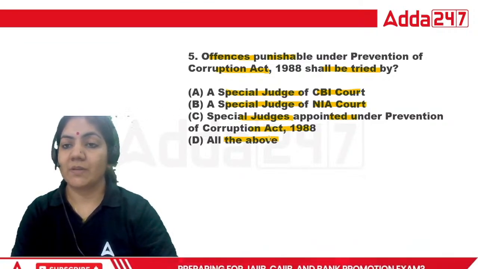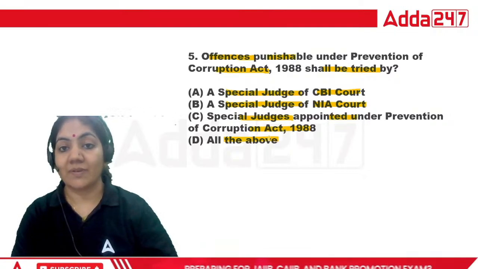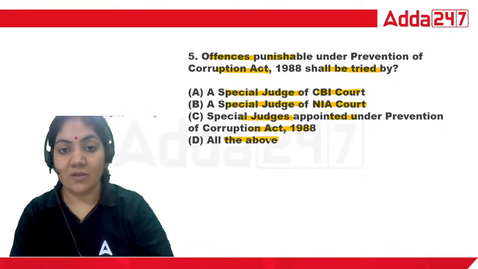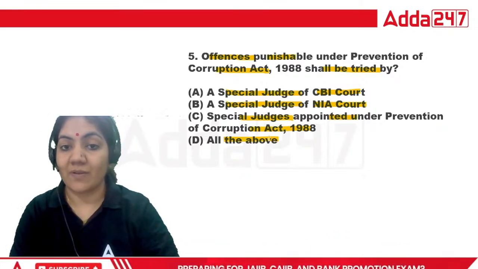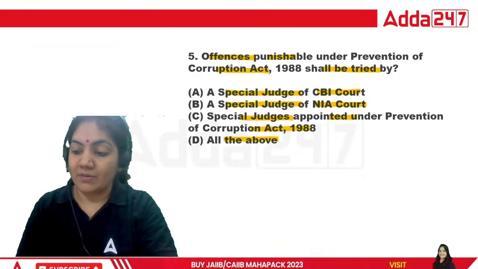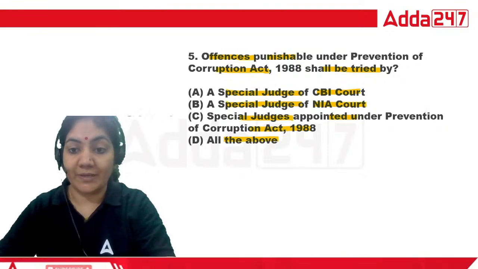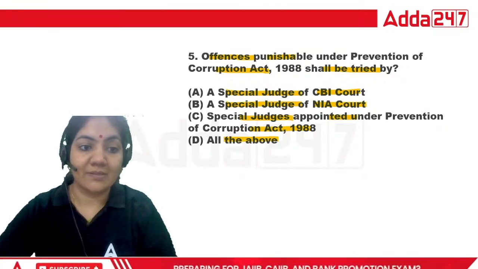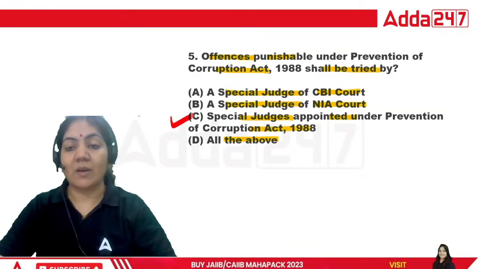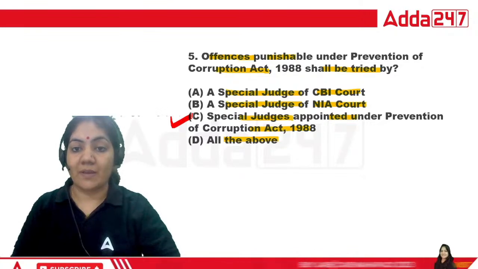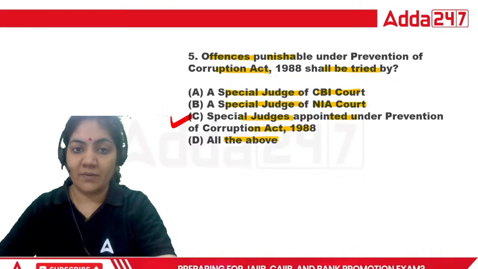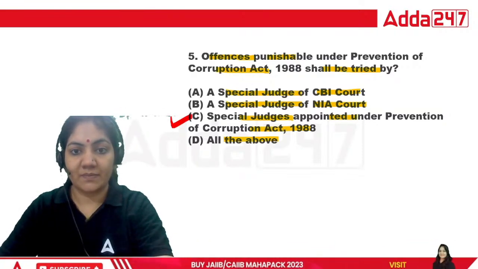Offence that is punishable under Prevention of Corruption Act shall be tried by Special Judge of CBI Court, Special Judge of NIA Court, Special Judge appointed under Prevention of Corruption Act, and all of the above is the right answer. So for the fifth one, the right answer will be C. Special Judge appointed under the Prevention of Corruption Act 1988. So this is the right answer. Got it? Fifth, C is the right answer. Okay?